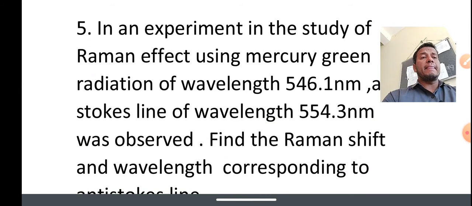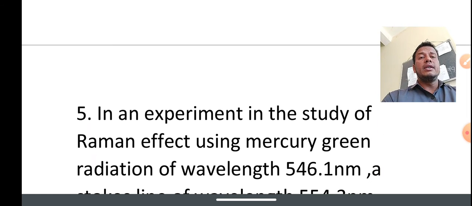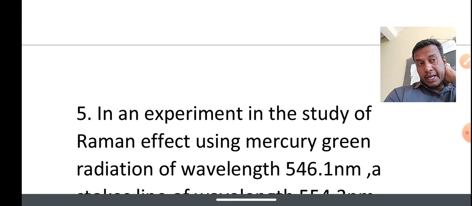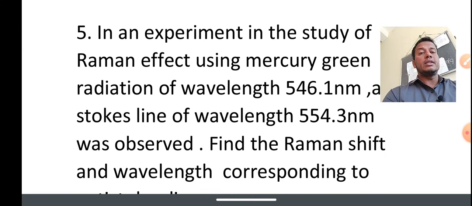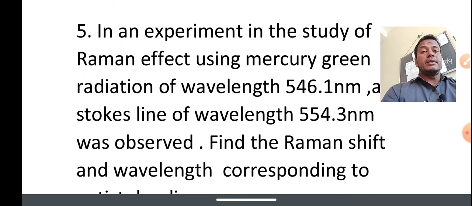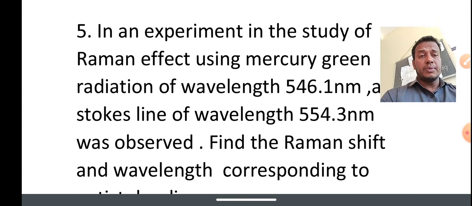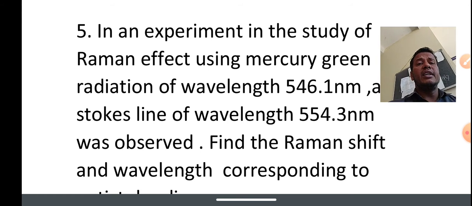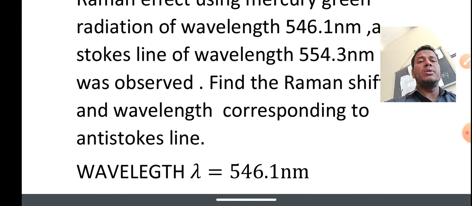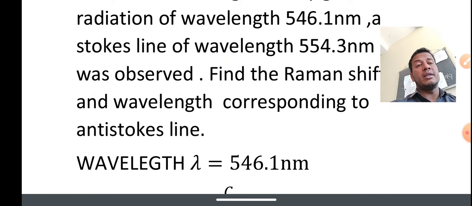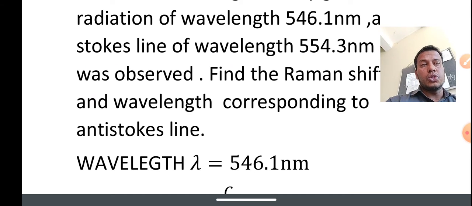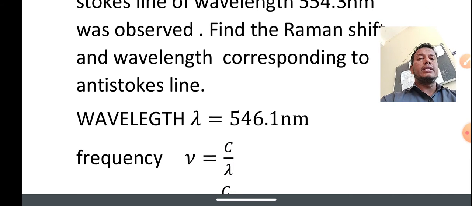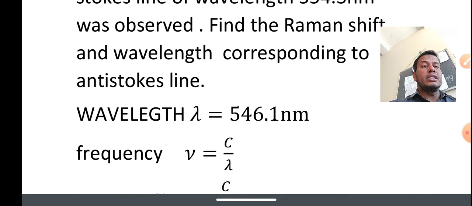So for the next related one, in an experiment in the study of the Raman effect using a mercury source, the wavelength is given for green radiation. The Stokes line of wavelength 554.3 nanometer was observed. Find the Raman shift and the wavelength corresponding to the anti-Stokes line. So here the wavelength lambda for green is 546.1 nanometer.